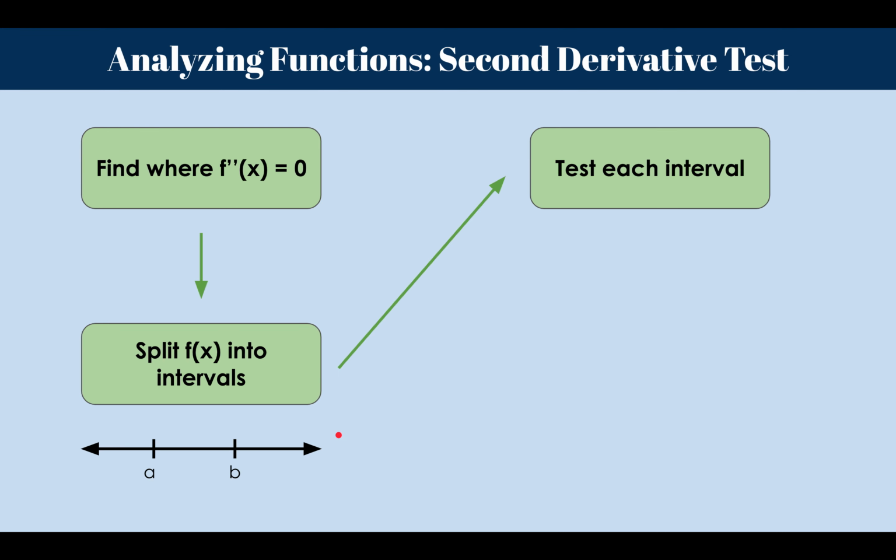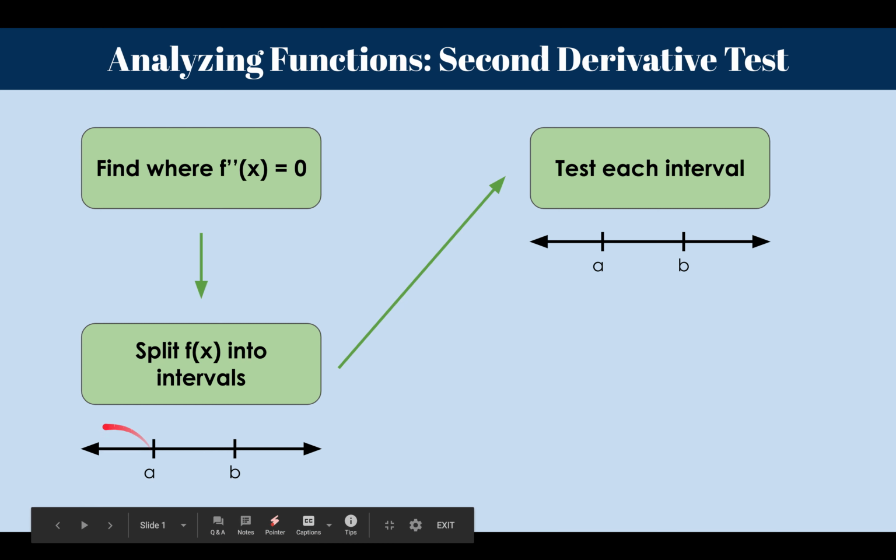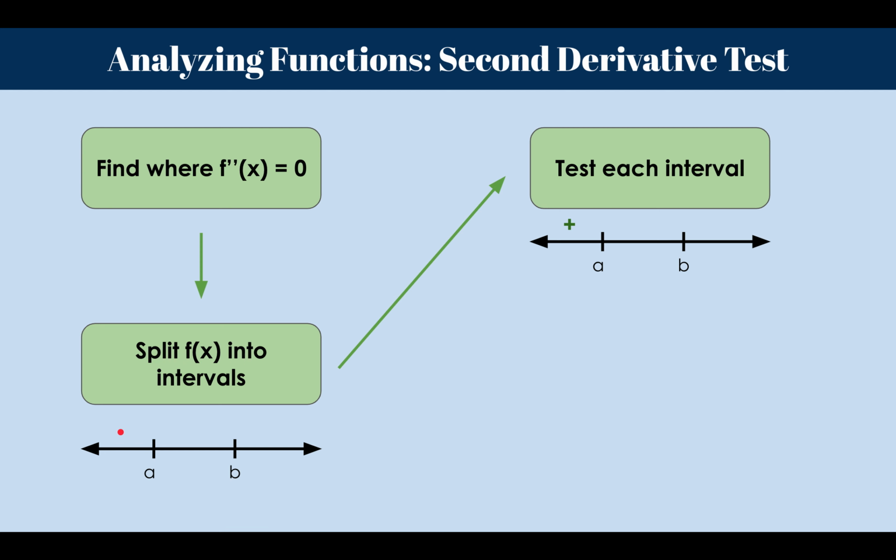Now we want to test each interval and see exactly if it's concave up or concave down in those intervals. So let's say we tested a point less than a, and we found that the second derivative was positive. You can mark that and keep going with each interval. And now that we know what the second derivative actually is, or if it's positive or negative, we can see what this means for the actual graph.